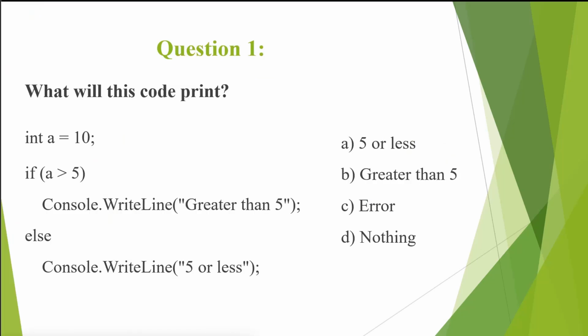For question 1, what will this code print? A is an integer and it has a value of 10. And the if-else statement is, if A is greater than 5, write "greater than 5" in the console, else write "5 or less" in the console. And the options are: 5 or less, greater than 5, it gives an error, and it prints nothing.